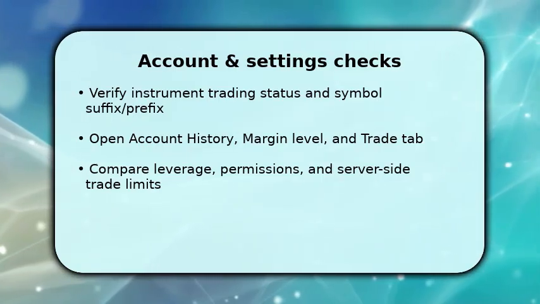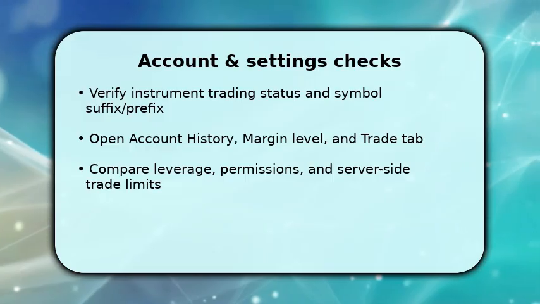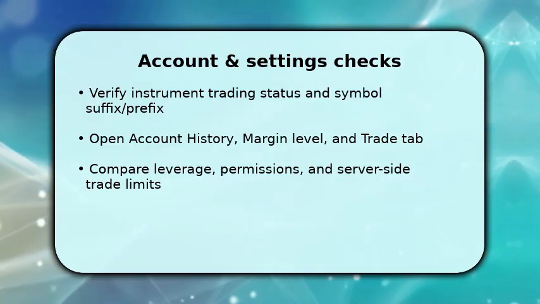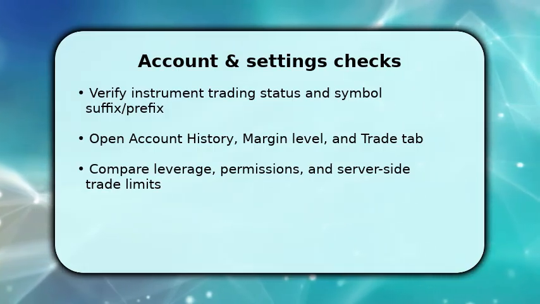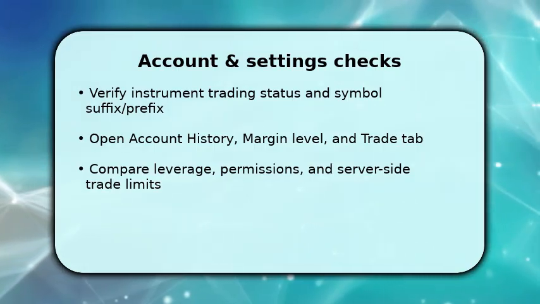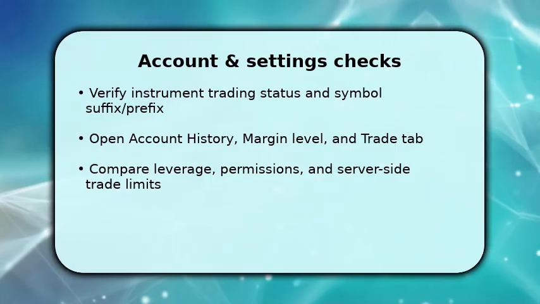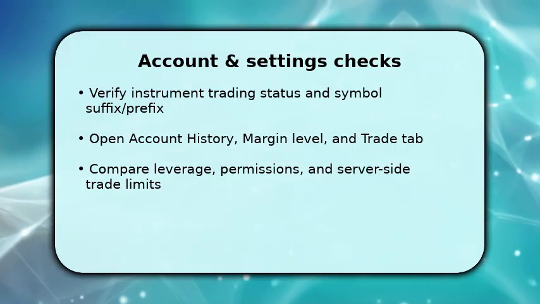You should open the Market Watch and confirm the symbol is allowed for trading. Sometimes suffixes hide symbols. Then open the Trade tab and check margin level and open order limits. Go to Account History to spot closed trade restrictions and review leverage and permissions in the broker's dashboard.